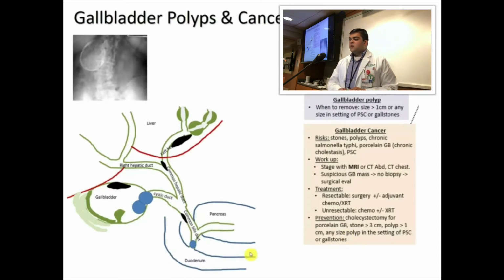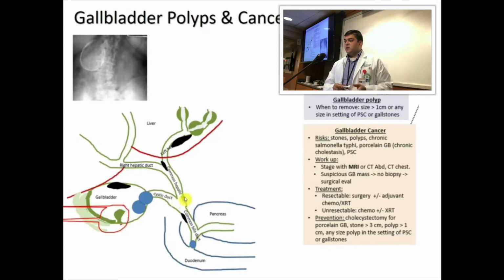Moving on now, let's take a look at the gallbladder. We're going to look at gallbladder polyps and gallbladder cancers. So gallbladder polyps, you can often get incidentally on imaging. When you do get them, if it's above 1 centimeter, or if it's in the setting of PSC, or if it's associated with gallstones, you take it out.